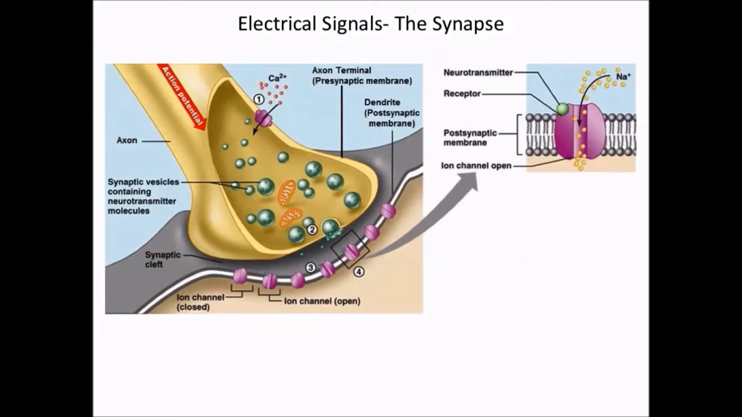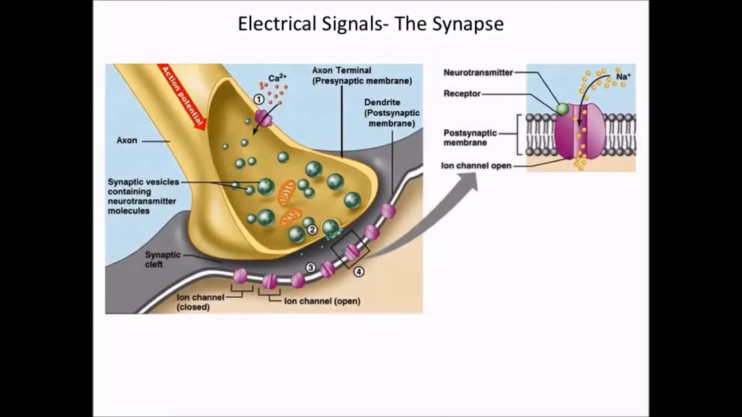So here are the events that take place in order for an action potential to be passed on to an adjacent neuron. First, this action potential stimulates the opening of voltage-gated calcium ion channels, allowing calcium ions to diffuse into the presynaptic neuron. The diffusion of calcium ions stimulates synaptic vesicles to fuse to the wall of the presynaptic membrane. When the synaptic vesicles fuse to the presynaptic membrane, they release their neurotransmitter into the synaptic cleft.